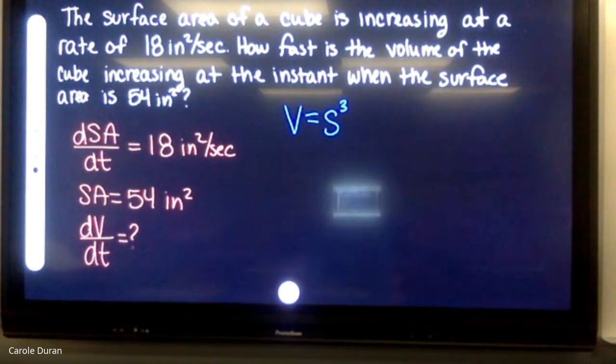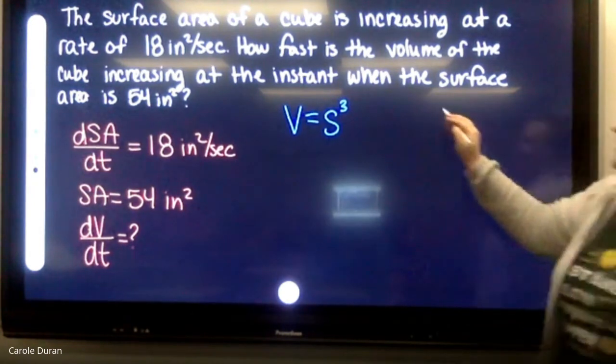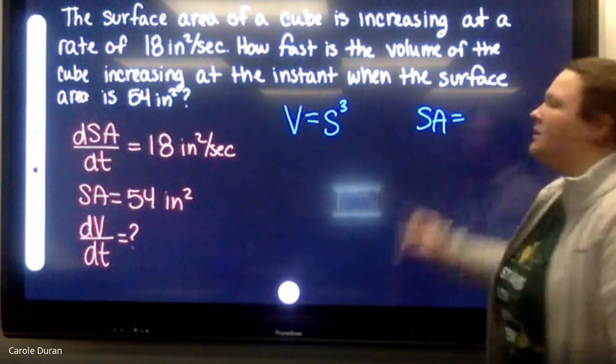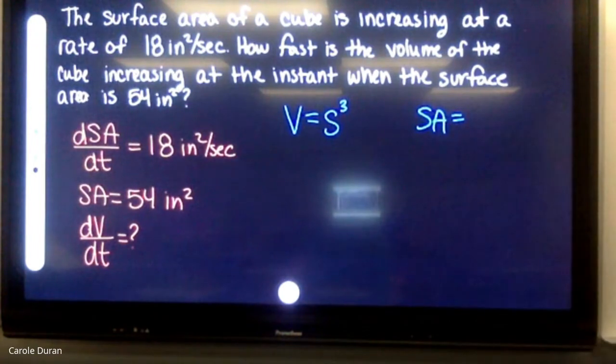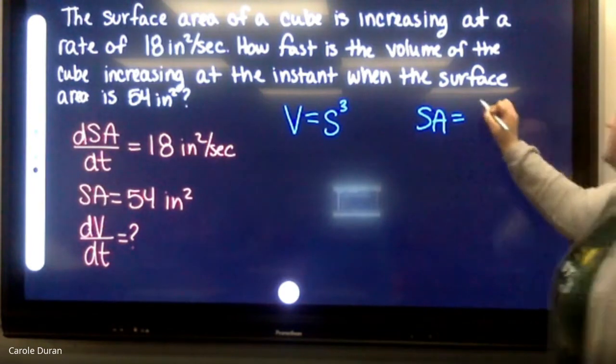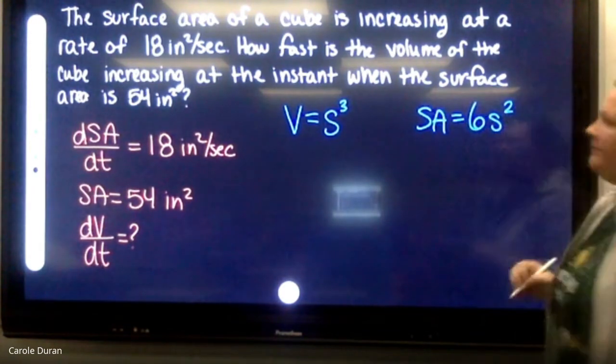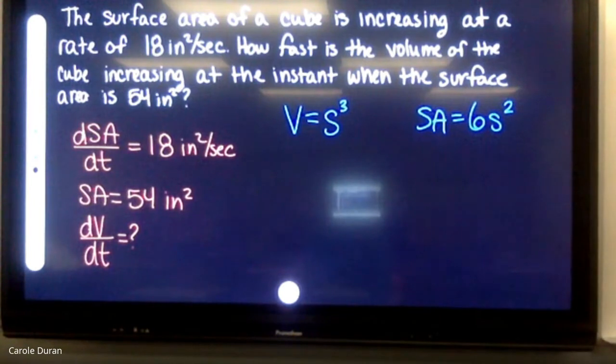My second equation then is going to deal with my surface area. How do I find the surface area of a cube? 6s squared. So I take the area of each of my 6 sides. The area of a square is s times s because the length and the width are the same. So I have s squared and I have 6 of them, so it's 6s squared. Sometimes it helps to draw a picture. You don't have to, I'm saying it could help.